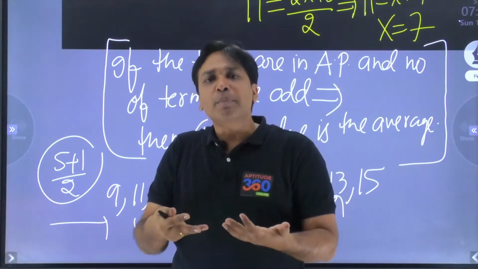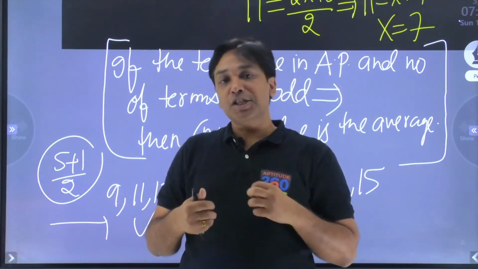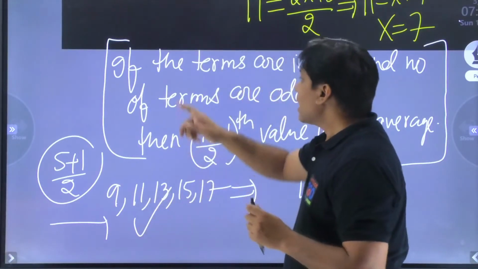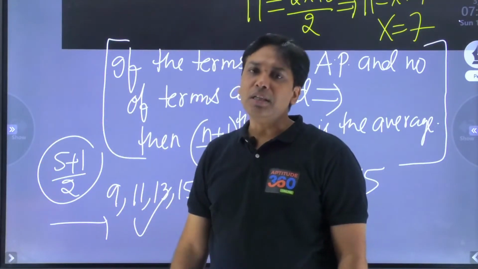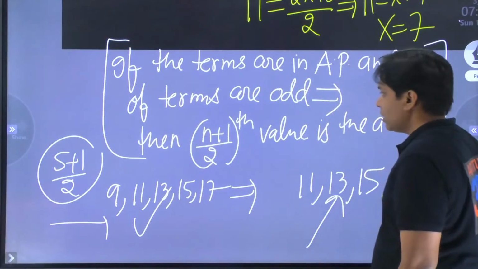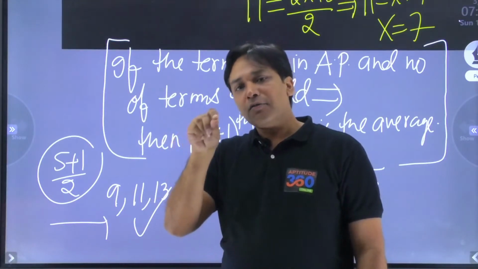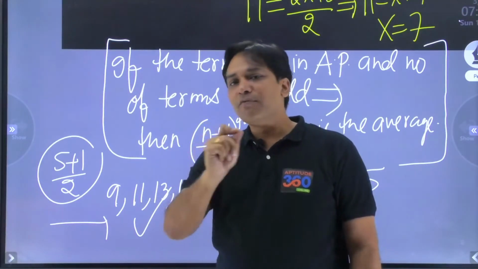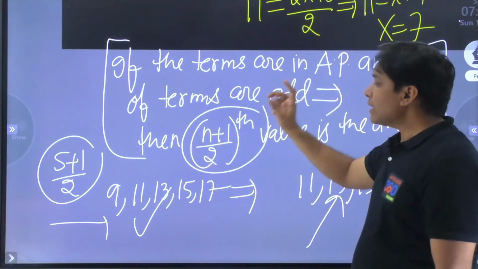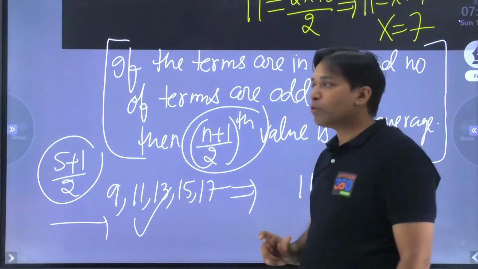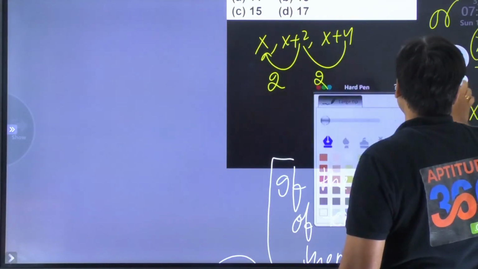The next proposition that I am trying to tell you can be used very heavily in data sufficiency problems. The proposition is, if the terms, meaning numbers, are written in arithmetic progression and the number of terms is odd, then what is going to be the average? Please do not pick up your pen, because you can find it without solving. You just have to look at the data. Your average is going to be the (n plus 1) by 2th value, that is, the middle term is going to be the average. If you want to understand this properly again, we can do it like this.